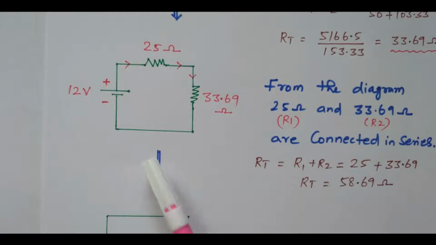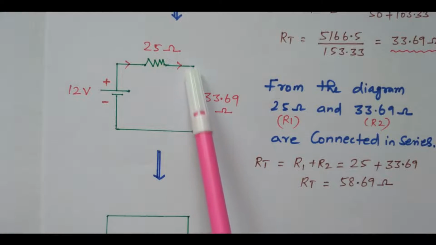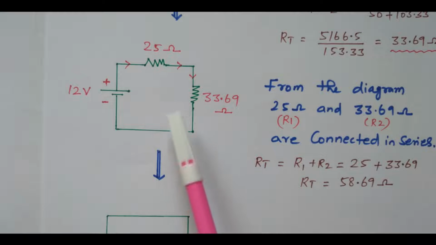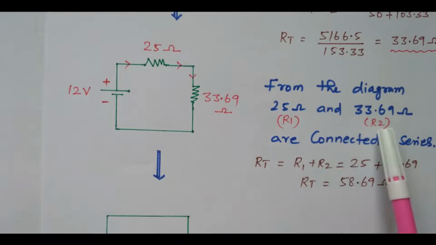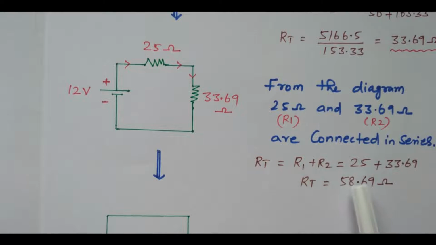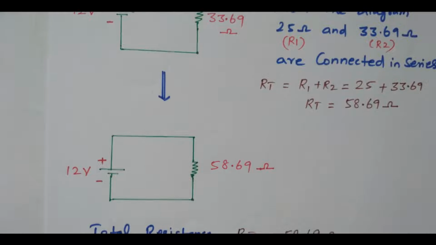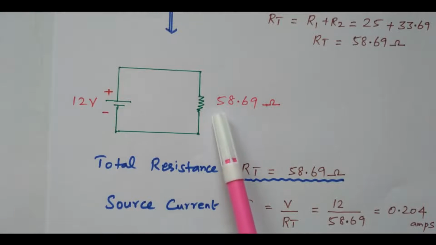Now from this diagram it is clear these two are in series. The same current is flowing through the 25 as well as this 33.69 ohm. So what is the resultant sum of these two, R1 plus R2? We'll take this 25 ohm as R1, 33.69 as R2. So 25 plus 33.69 is 58.69 ohm. So these can be replaced with a single resistor of 58.69, right? The simplified diagram is available here. See this, now it is replaced with 58.69. So this is the total resistor.